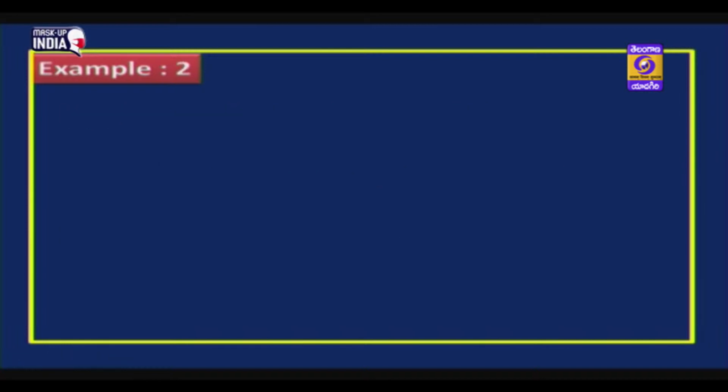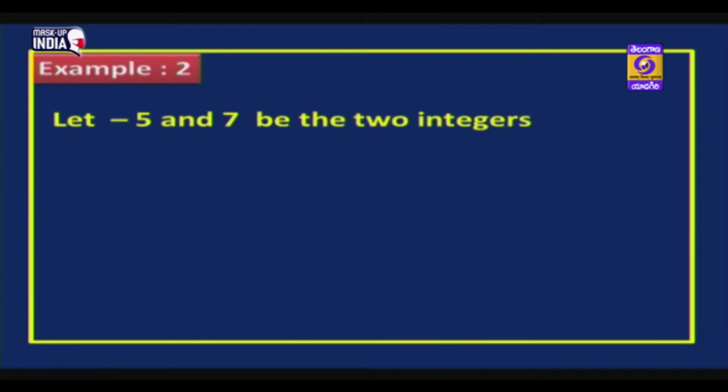Let us take one more example here. So I will take a negative and a positive integer, that is minus 5 and 7 be the two integers. Now let us add these two integers also, children, that is minus 5 plus 7. So what do you get? Minus 5 plus 7, children? Yes, you get simply 2.